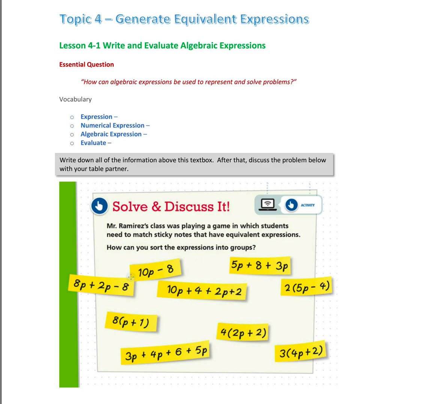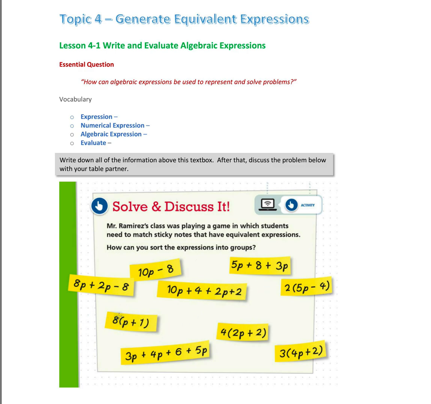If we go looking around for certain things here, like this one, we have a 5p, and then later on there's a 3p, and it's adding. So if I put 5 pizzas with 3 pizzas, that would be 8 pizzas. And then this plus 8 doesn't have a p in it, so you can't combine that with the p terms. So we have 8p plus 8. And then if we look at some of these other ones, I'm looking for one that would be equivalent to that.